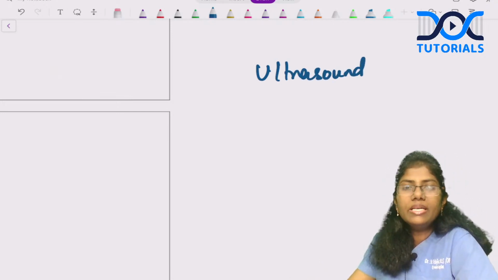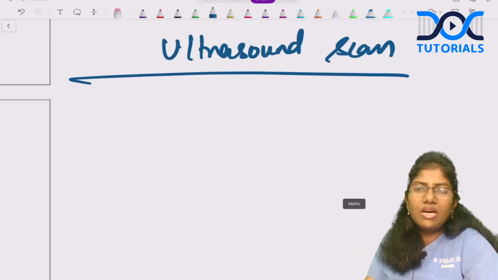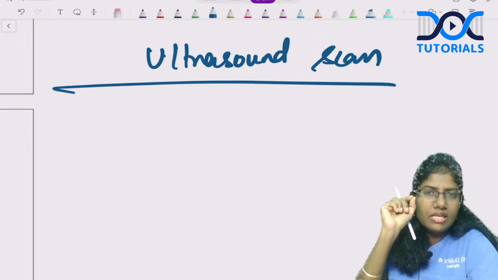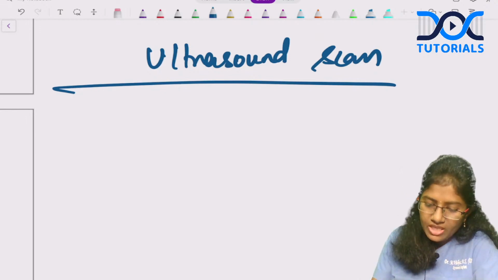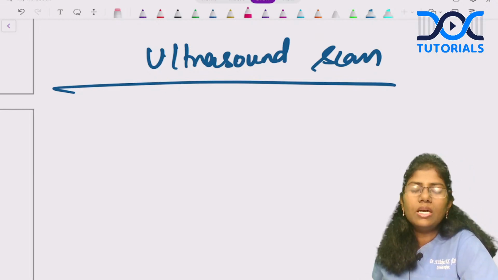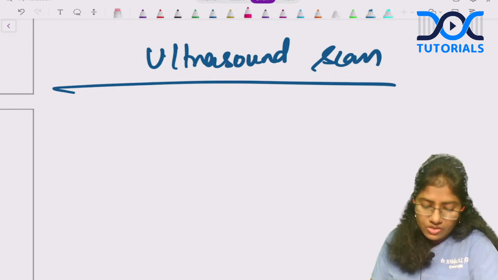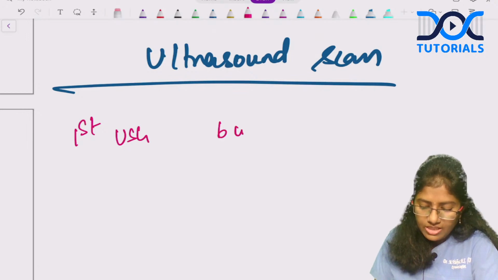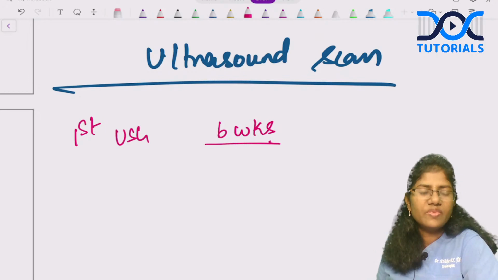Question to you guys, when do we do the first ultrasound during pregnancy? If you have to pick one gestational age, what gestational age will you pick? The first ultrasound should be done at 6 weeks of pregnancy, because that is when cardiac activity can be picked with a transvaginal probe.